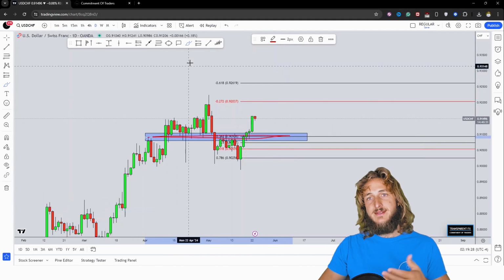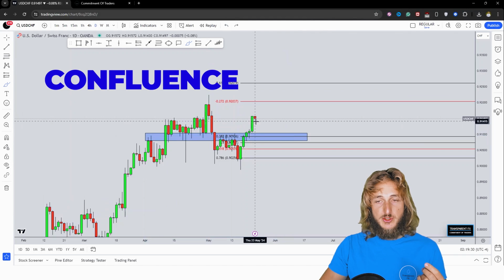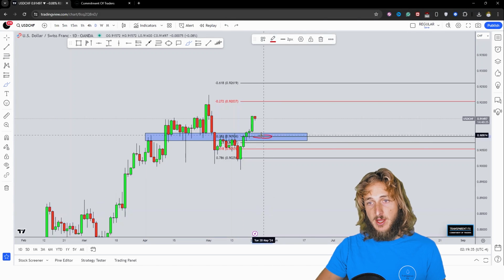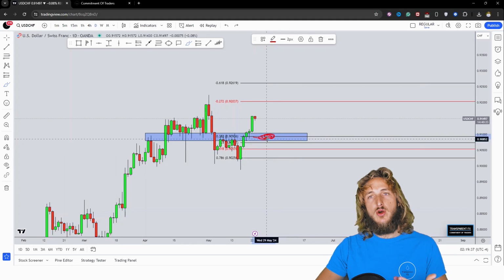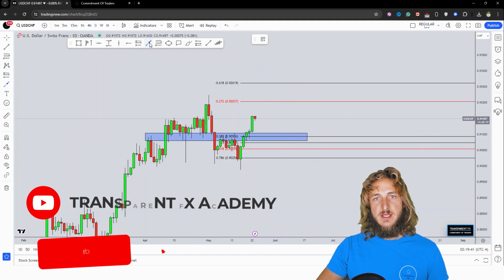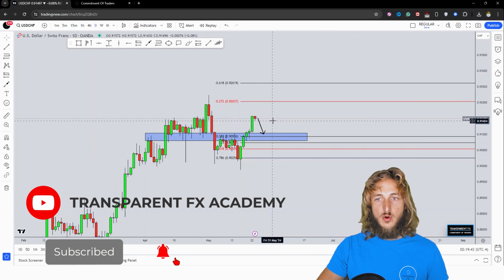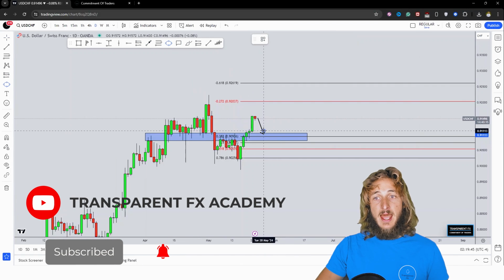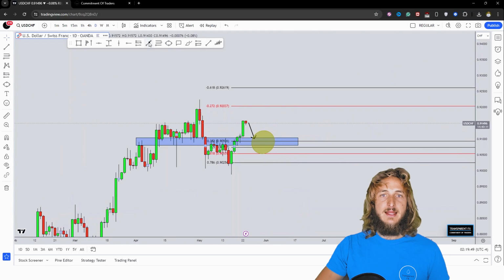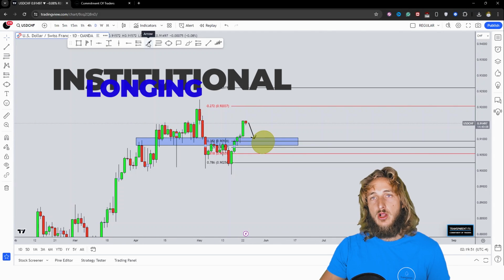Now, what this creates is confluence of support because we have 2 important structure levels lining up in the same area of price, therefore creating confluence of support exactly in this zone. So this means that if the market will go and correct to this area, at that point, there is a quite high probability that you would see institutional longing inside of a confluence of support zone.